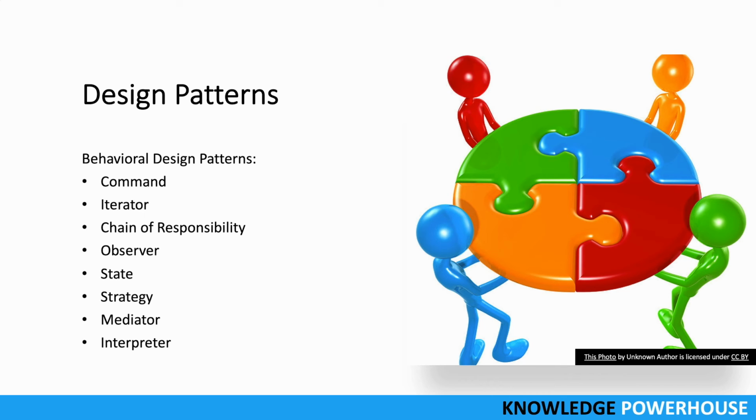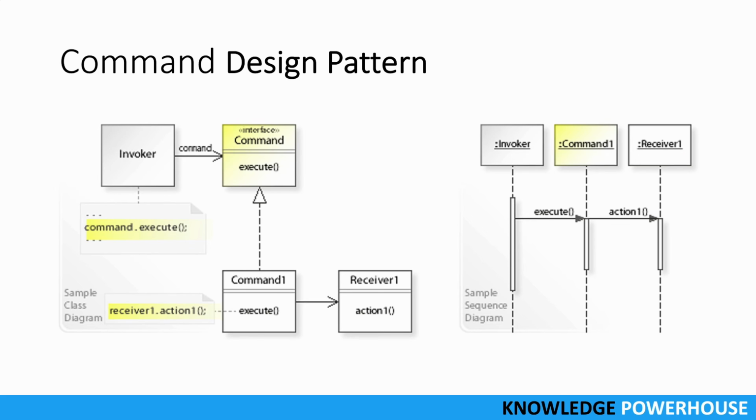Now, the next set of design patterns are behavioral design patterns. In behavioral, we have command, iterator, chain of responsibility, observer, state, strategy, mediator, interpreter, all these design patterns. So in the command design pattern, we encapsulate all the information needed to perform an action or trigger an event at a later time. This information includes the method name, the object that owns the method, and values for the method parameters.